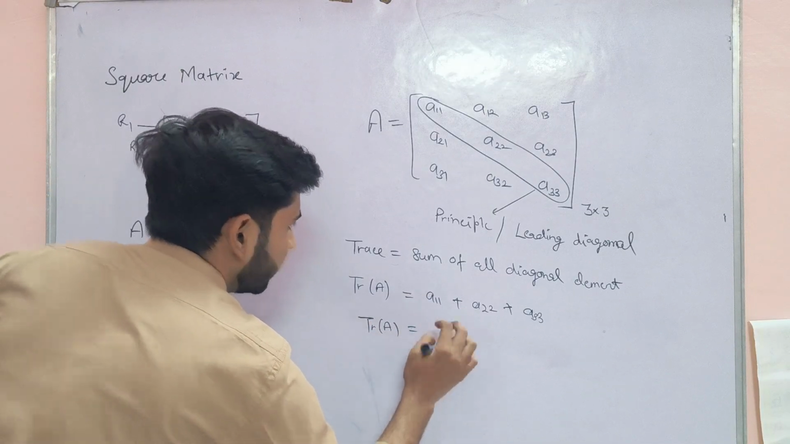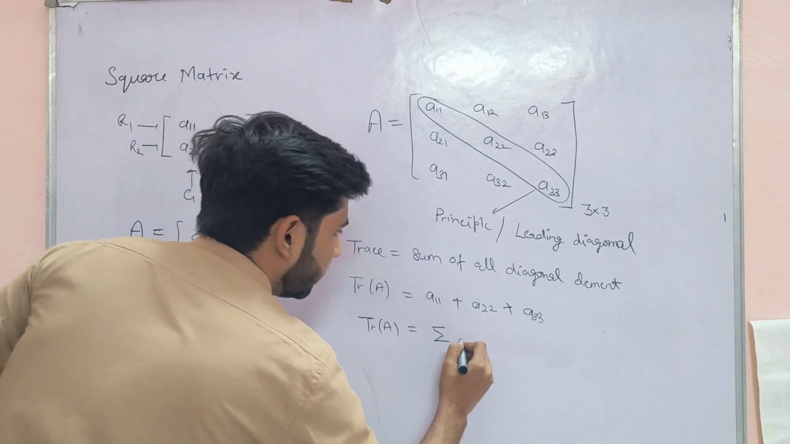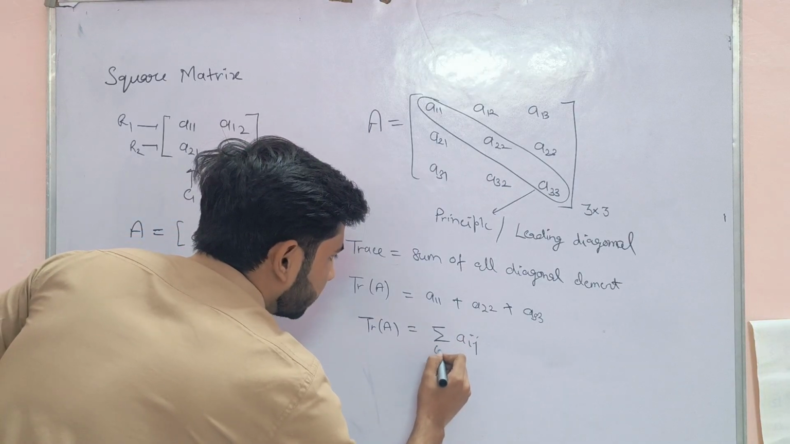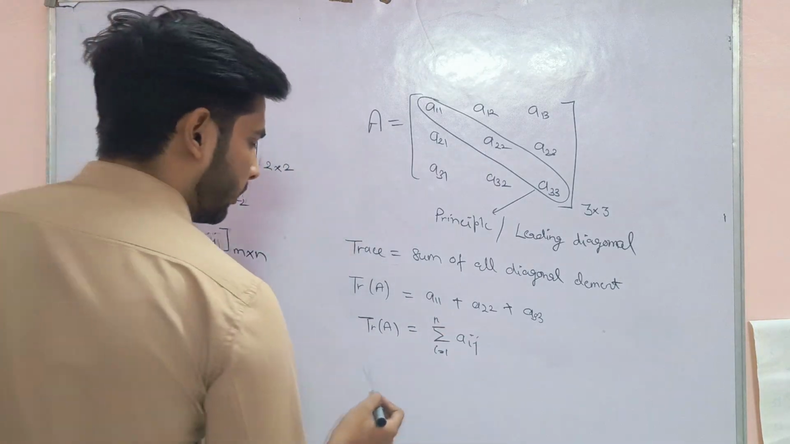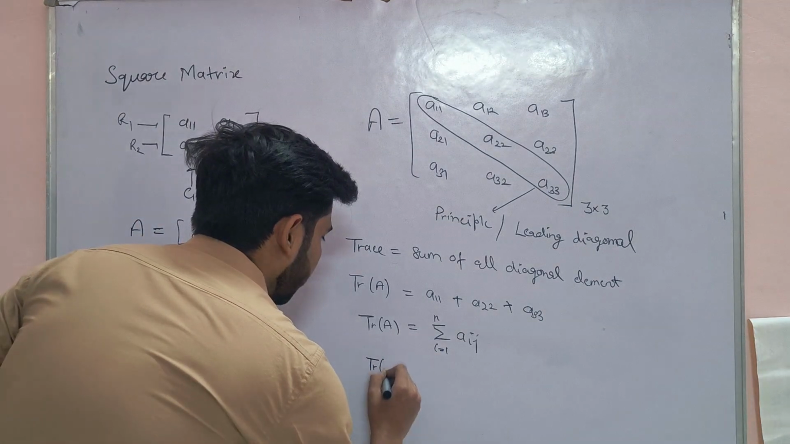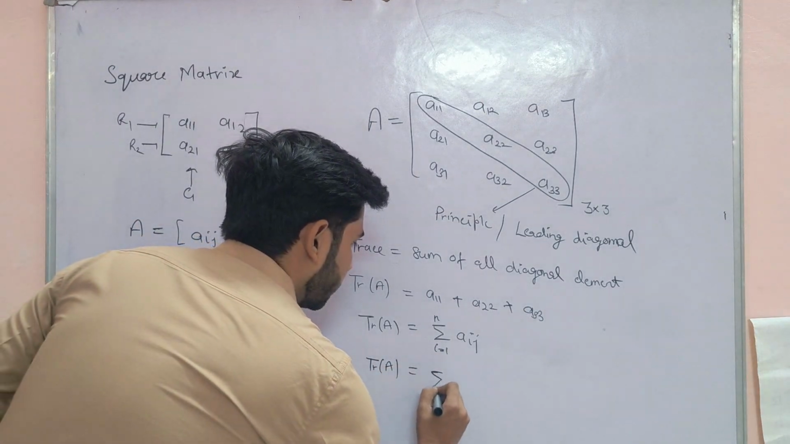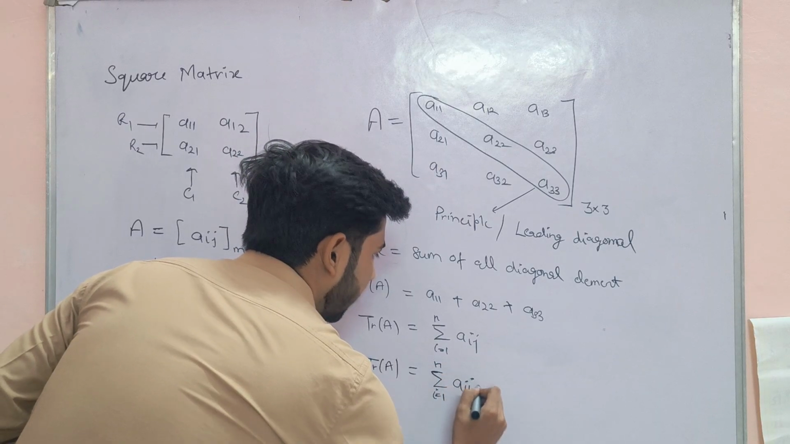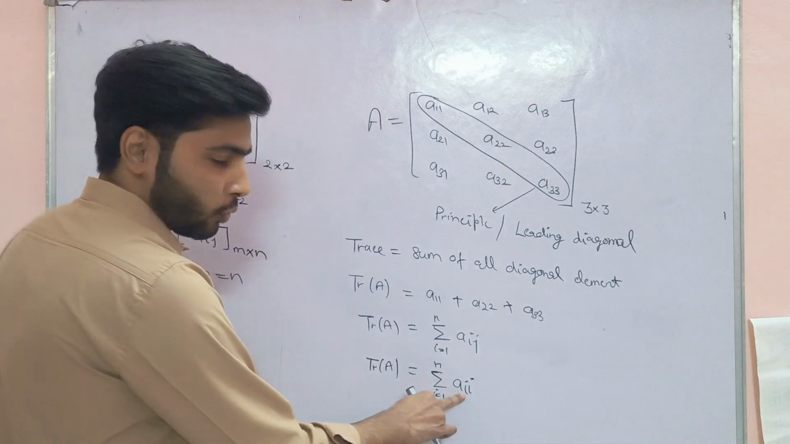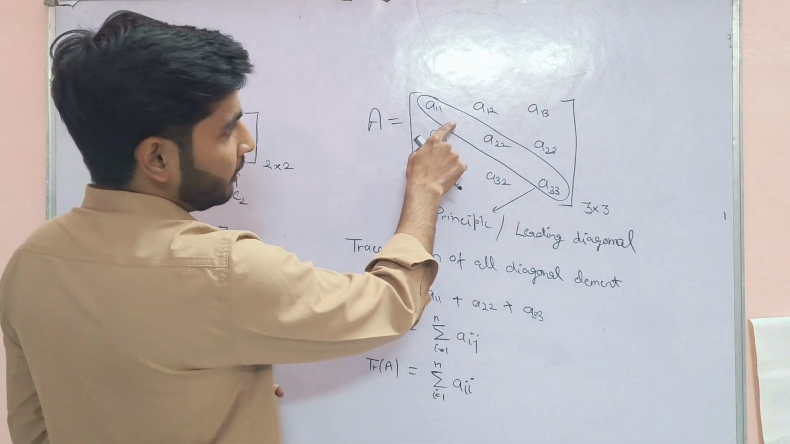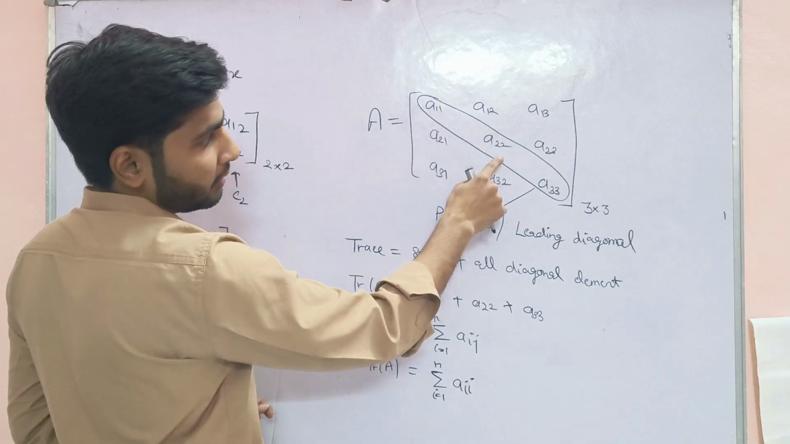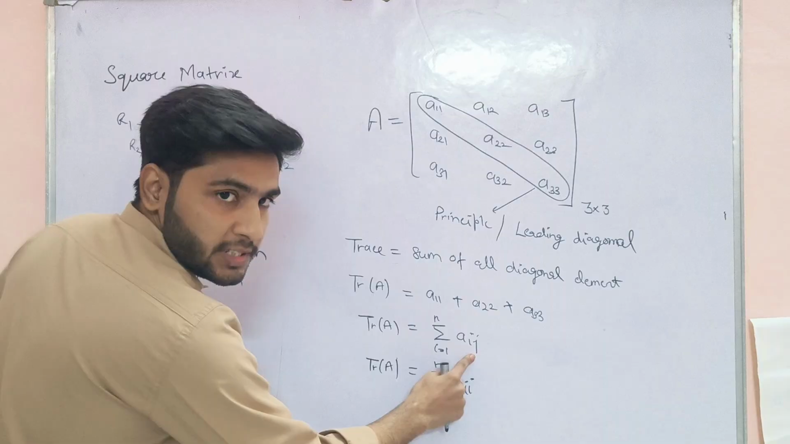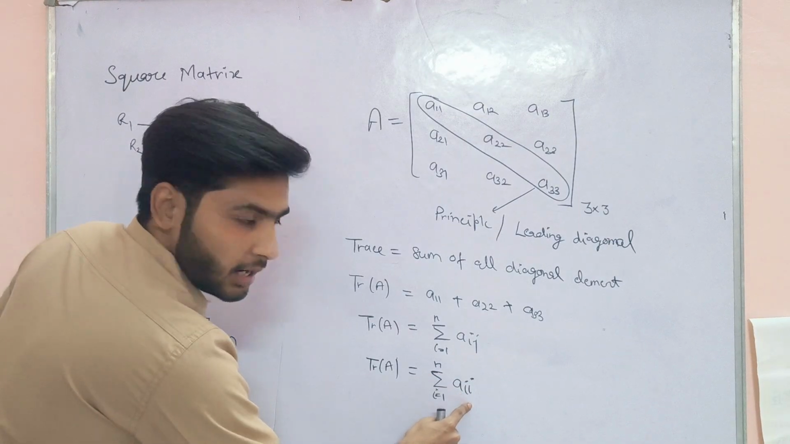We also write trace A equal to summation Aij, where i goes from 1 to n, or we can write trace A equal to summation i equal to 1 to n of Aii, because here row number equals column number. In the diagonal we see row number equal to column number. So instead of writing Aij, we write Aii.